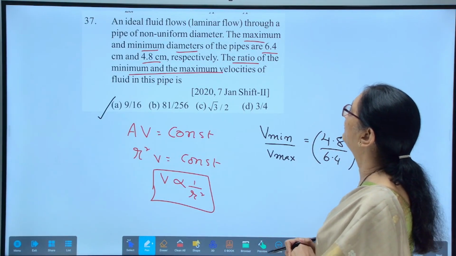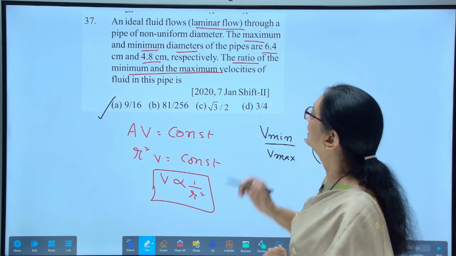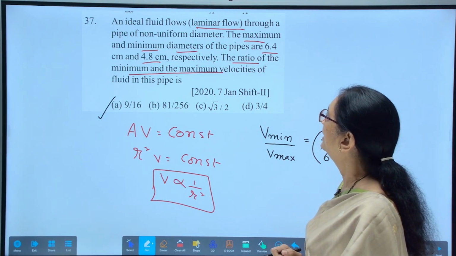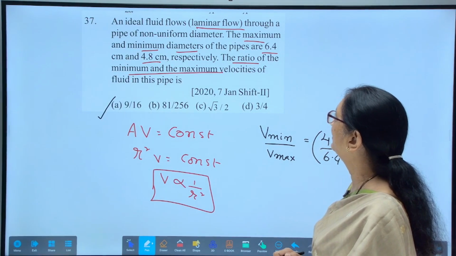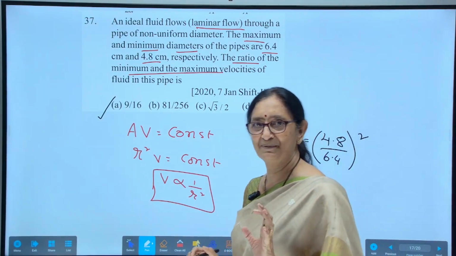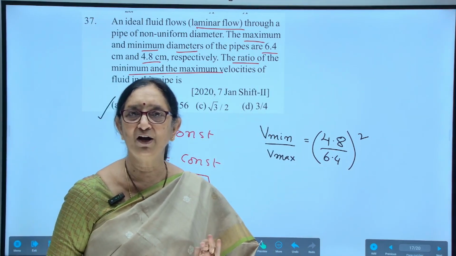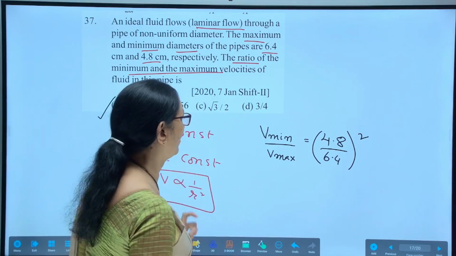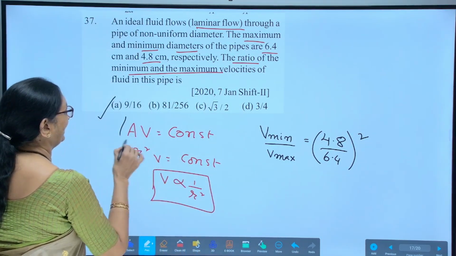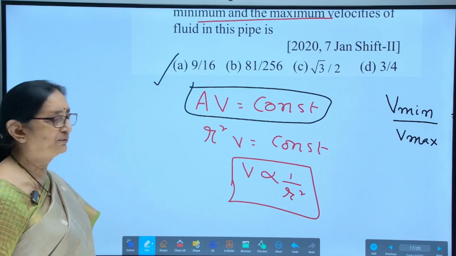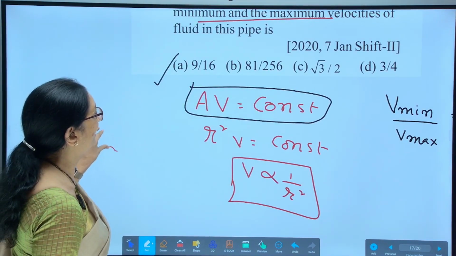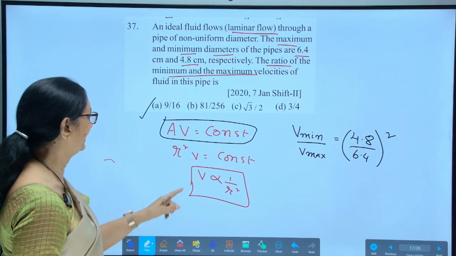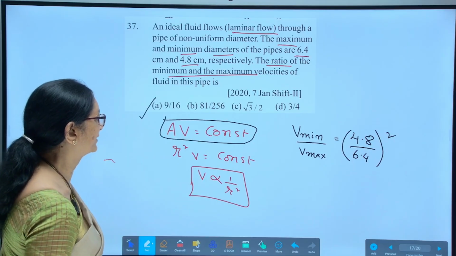An ideal fluid flows through laminar flow, a streamline flow, through a pipe of non-uniform diameter. Maximum and minimum diameters are given, and we need the ratio of minimum to maximum speeds. It is simple. In laminar flow, as per the equation of continuity, the volume rate of flow is constant. Volume rate is A V, which is constant. A is proportional to R square, so R square V is constant, hence V is inversely proportional to R square.